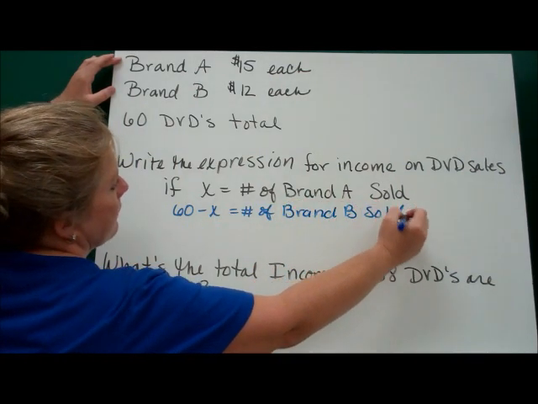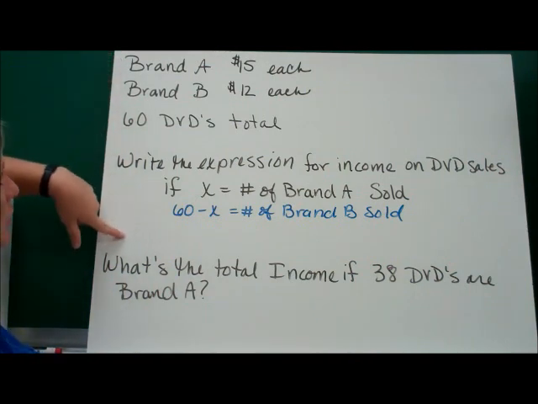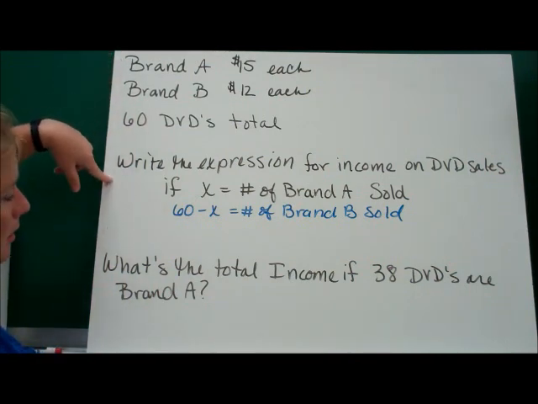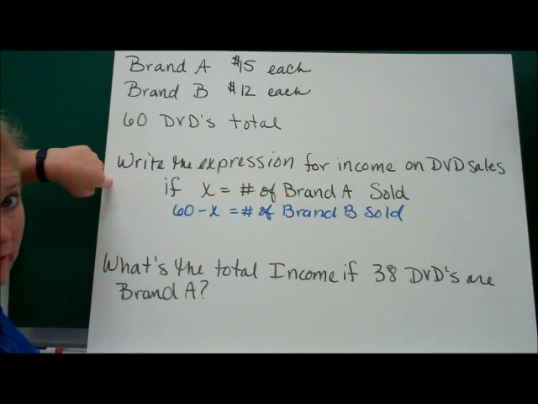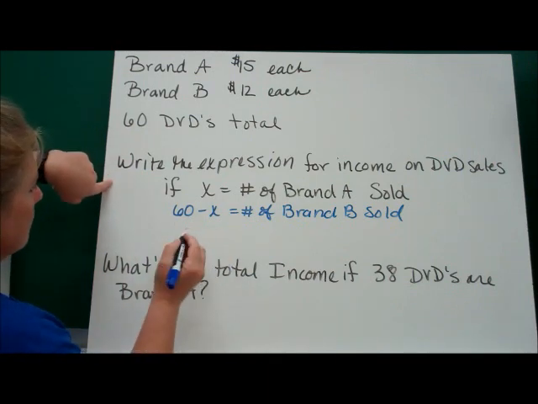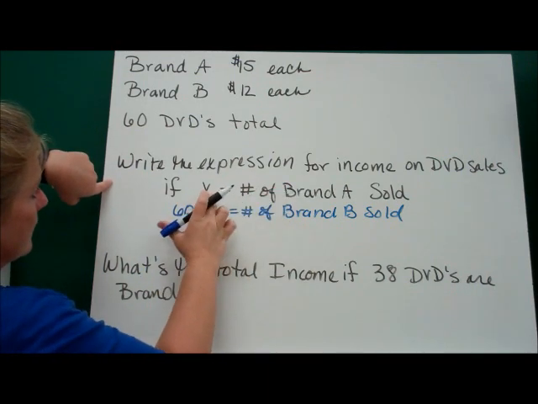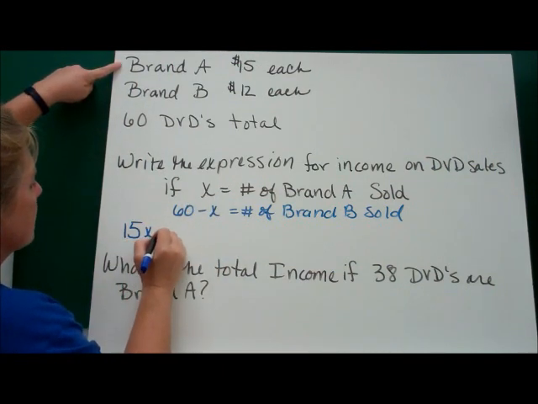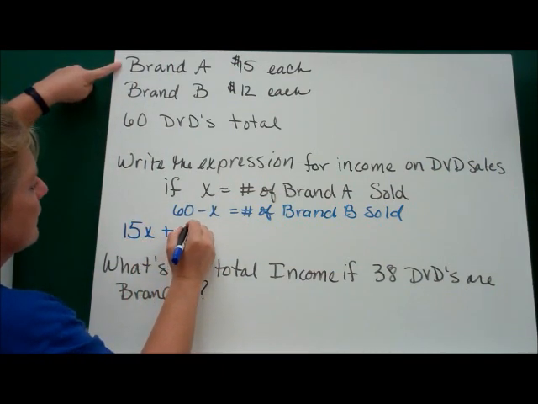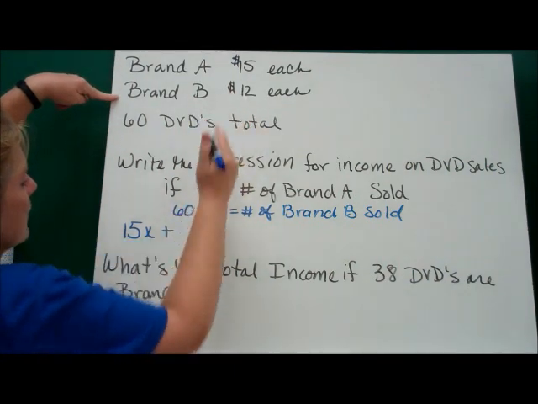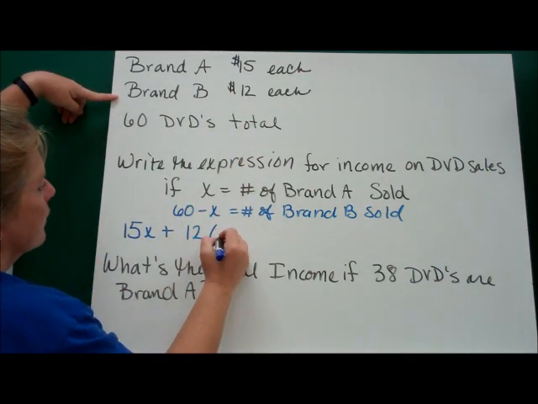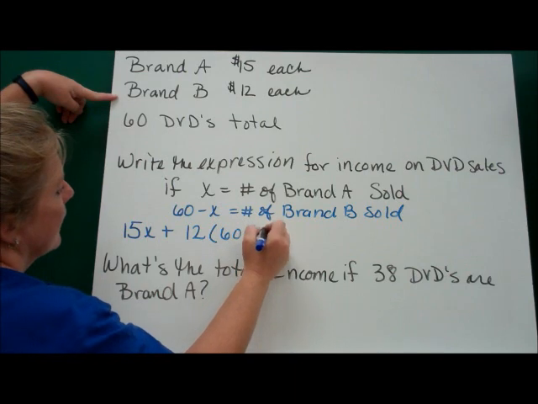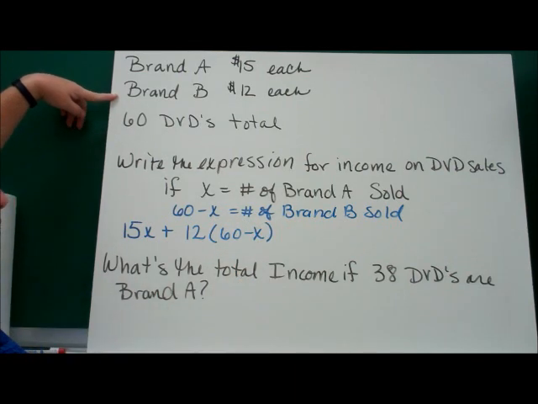Okay, so the expression for the income, this is not profit, this is income, is going to be, let's see, A is X, so 15 times X plus 12, because brand B is $12, times 60 minus X. That's going to be your total income.